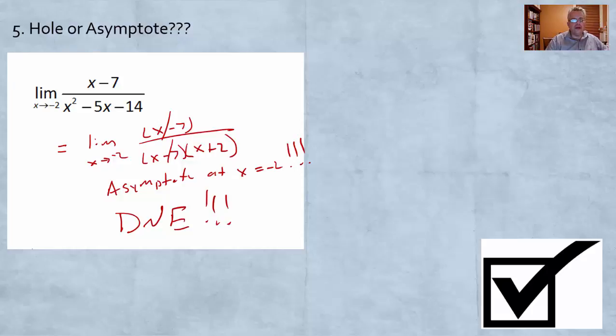Okay, so holes are not a problem. We just cancel the factors and evaluate the expression. Asymptotes are places where the graph's going to either plus or minus infinity.